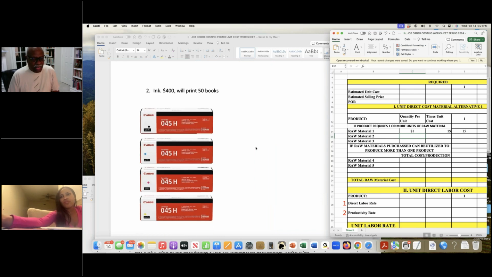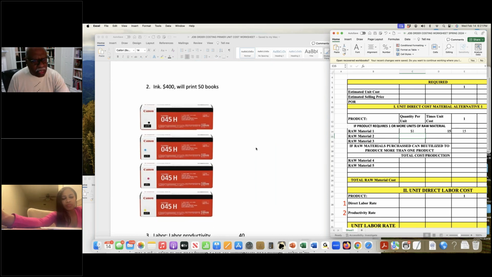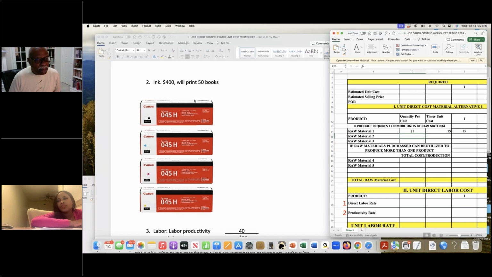the ink. Now, there are two ways. Earlier on, I would buy an ink cartridge, one ink cartridge, maybe two, to print the book. Now, typically, I'm going to buy an ink cartridge that will print more than one book. It'll print 50 books. So if the ink cartridge, for $400, will print 50 books, what then is the cost of the ink cartridge for one book?